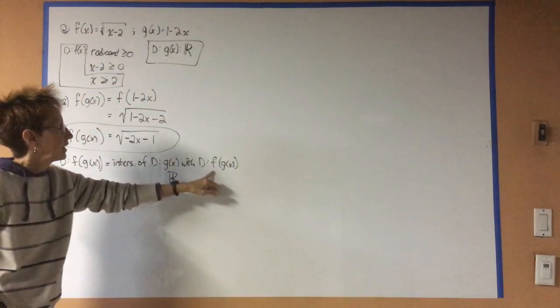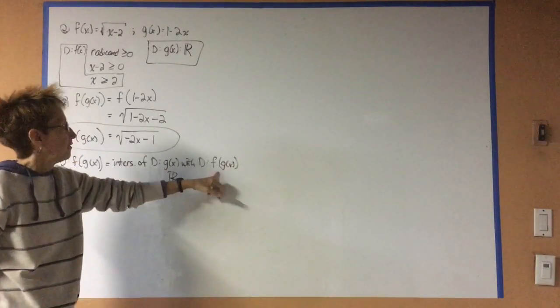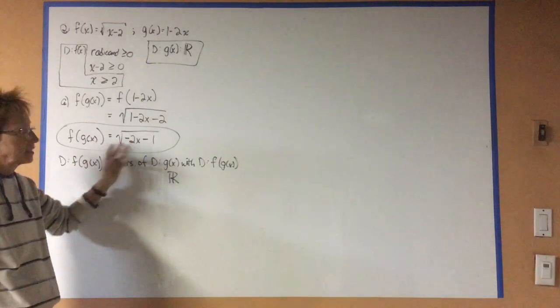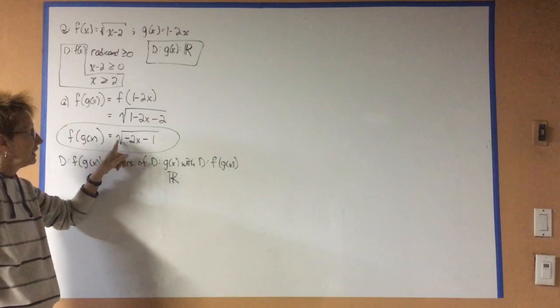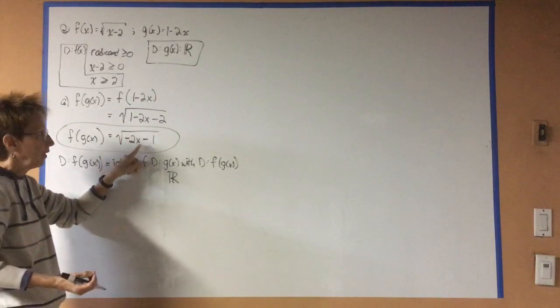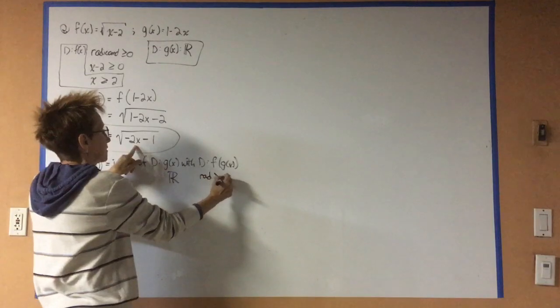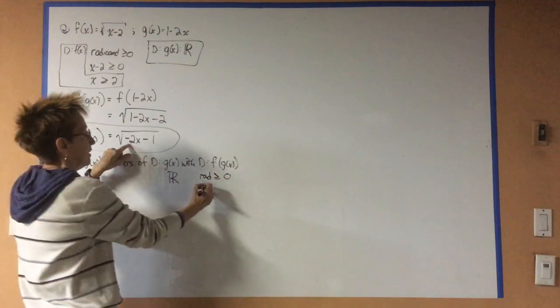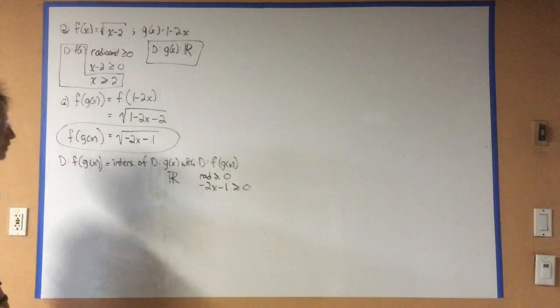And then I'm going to intersect that, which there's no restrictions there, with the domain of f of g of x. And here's what f of g of x looks like. So, are there any restrictions here? Well, again, I see a square root, an even root, and x is inside. So what I have to think about here is that the radicand has to be greater than or equal to 0. So that means negative 2x minus 1 needs to be greater than or equal to 0, and I need to go solve that.